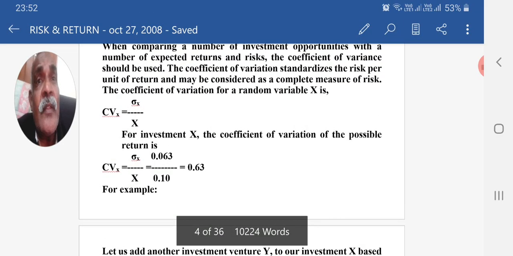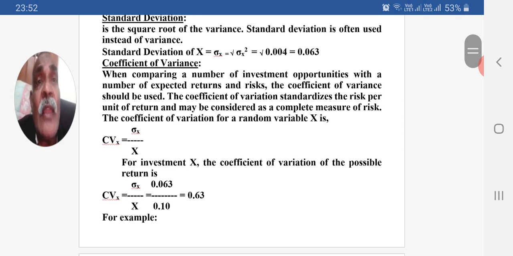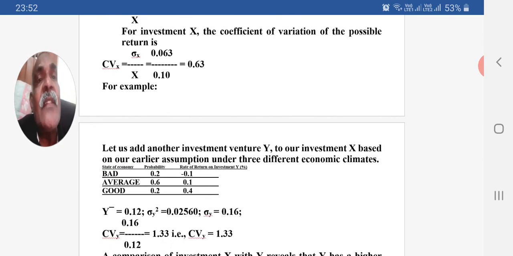Now, because I have already told you that coefficient of variation is required to calculate when we want to compare one investment with other investment, let us add another investment venture Y to our investment X based on our earlier assumptions under three different economic climates, that is bad, average and good. For investment Y, in bad economy, the probability is 20% and rate of return is -10%. In average, probability is 60% and return is 10%. Good economy, probability is 20% and return is 40%. So, like for investment X, like we have calculated expected return of X, now we calculate expected return of Y.